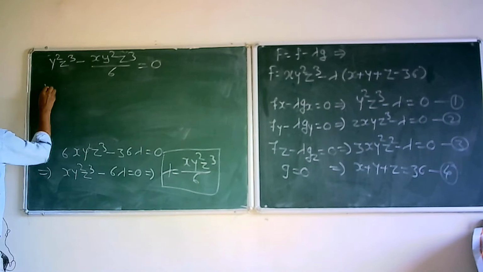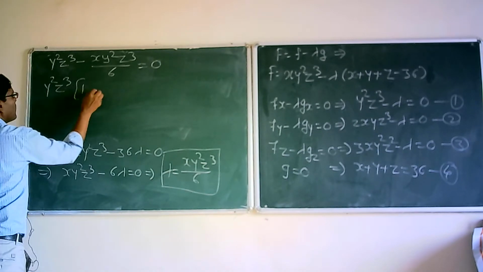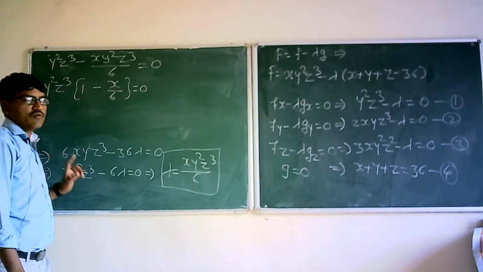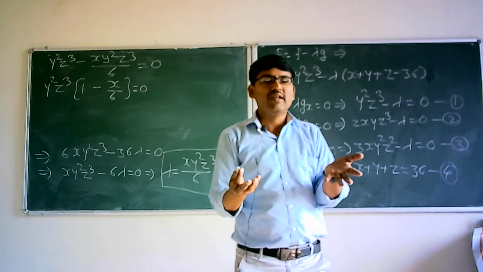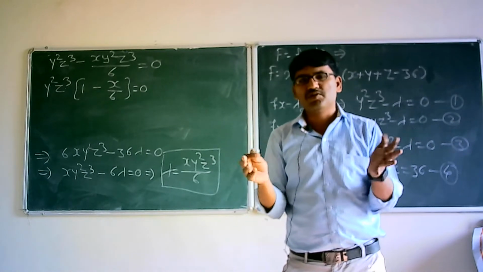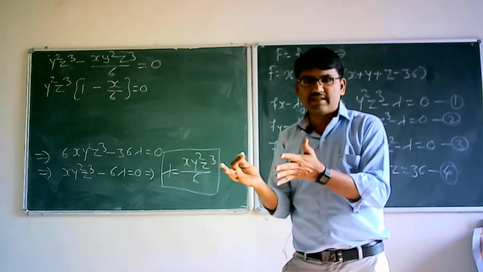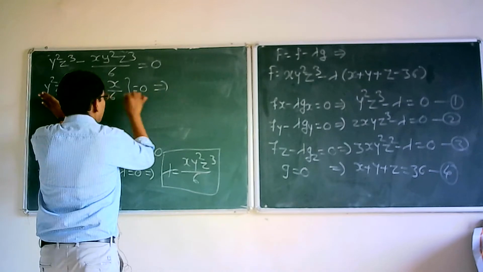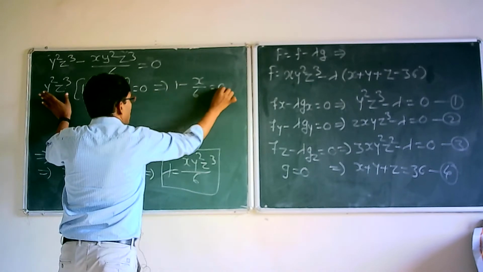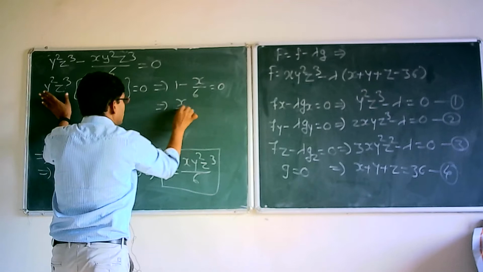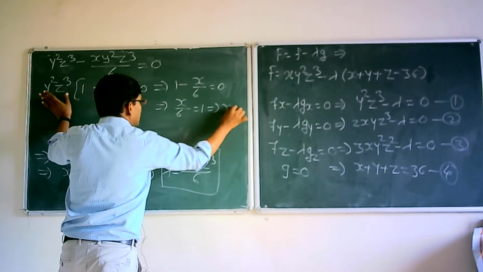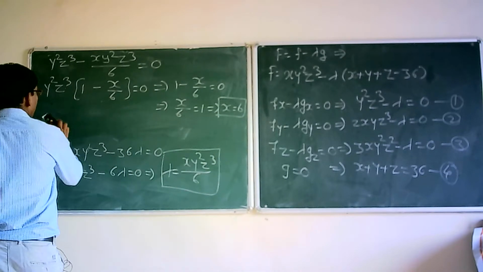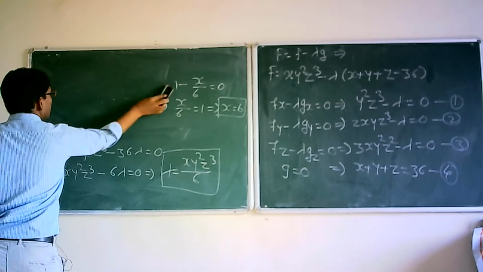So from this equation, you take y square z cube outside. What is left? 1 minus x by 6 is equal to 0, but y square z cube is not equal to 0. If y square z cube is equal to 0, then x equal to 0, y equal to 0, z equal to 0, and it does not satisfy the equation x plus y plus z is equal to 36. So this term is not equal to 0, which implies 1 minus x by 6 is equal to 0, so x by 6 is equal to 1, and x is equal to 6. So we obtain the value of x is equal to 6.